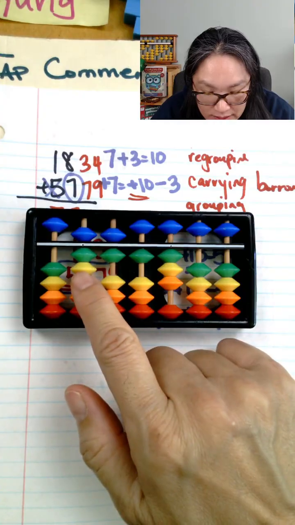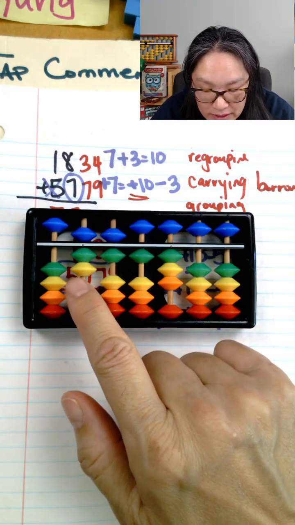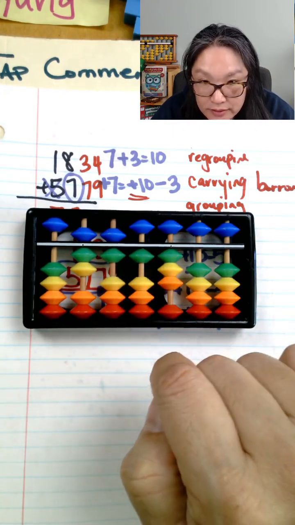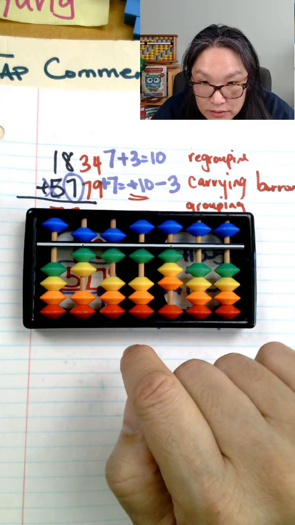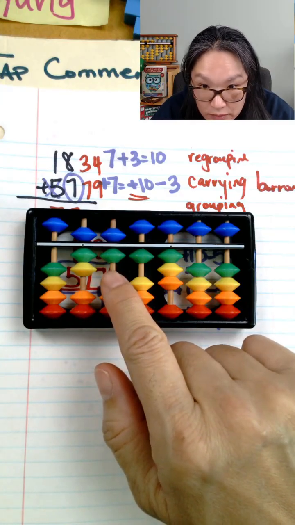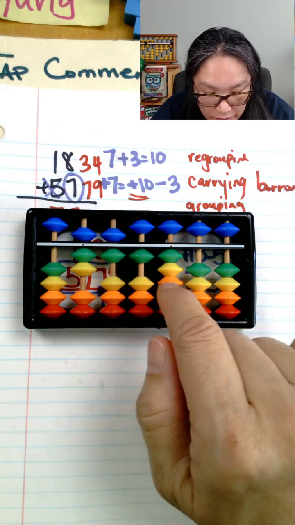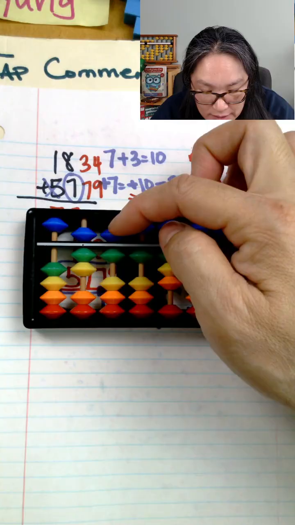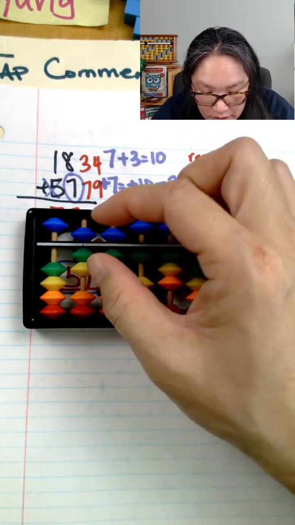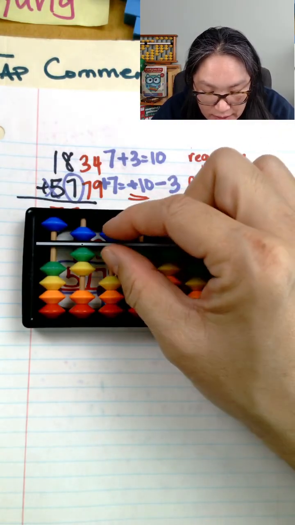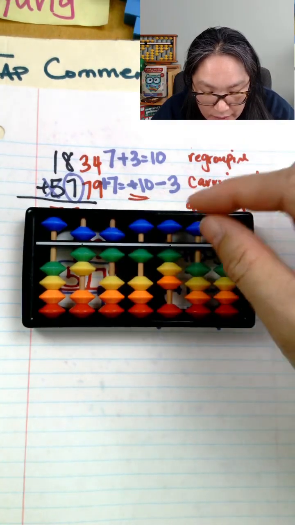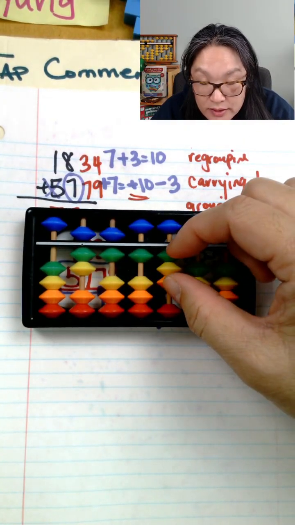So 7,613. That is correct. And there is not 313. It's the 6 because this is the 5. So when we count, it's 5, 6, 7. So this is 7. This one is 6. How do I know? 5, 6 because it's the top bead. And then this is 1, and then this is 3.